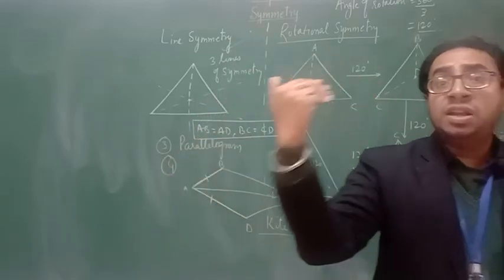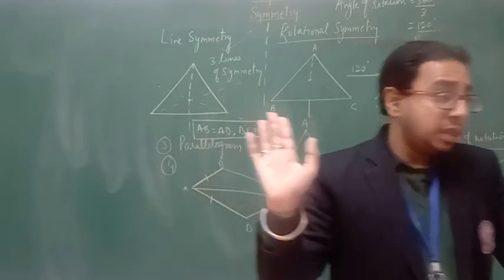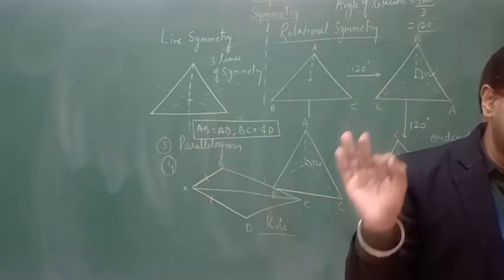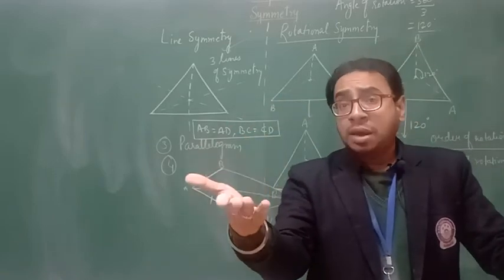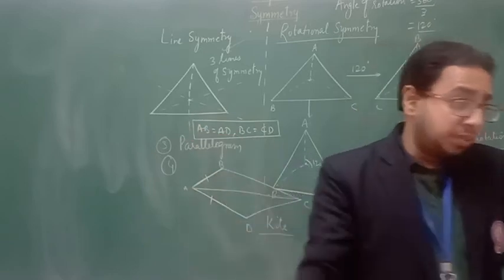Question number 4, filling the blanks, you have to fill it yourself. Question number 5, name the quadrilaterals which have both line symmetry and rotational symmetry of order more than 1. We know square, rectangle, rhombus are the examples.